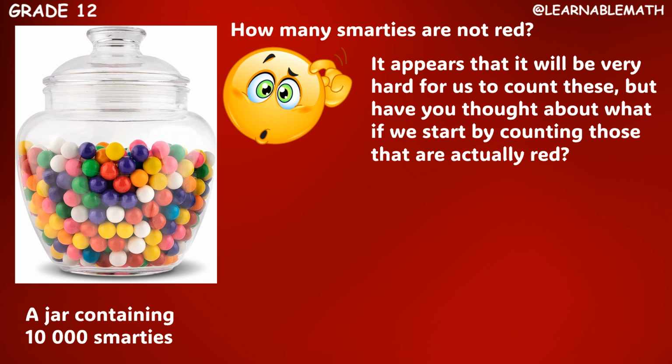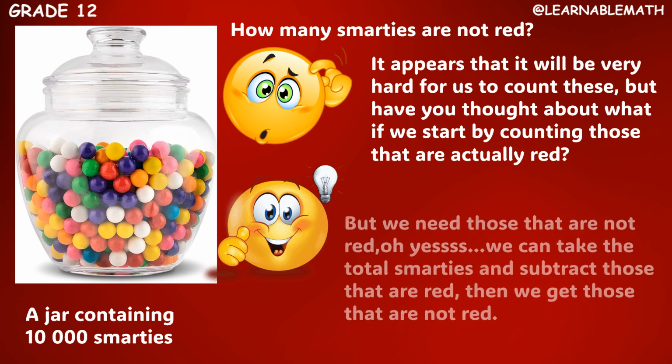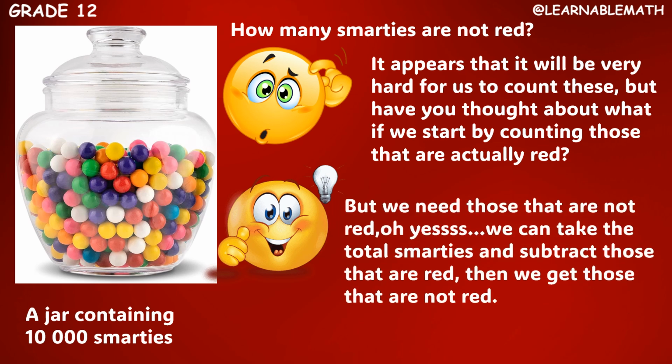But have you ever thought about what if we start by counting those that are actually red, right? I think that will give us some kind of an idea. If we know those that are red, we can find those that are not red by simply going to the total number of Smarties and removing those that are red. Then we get the number of Smarties that are not red. So we know the total number of Smarties, 10,000.